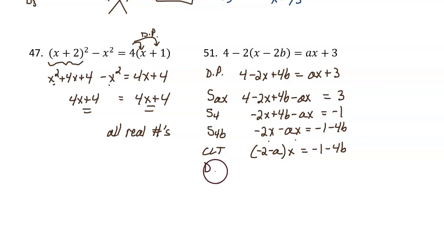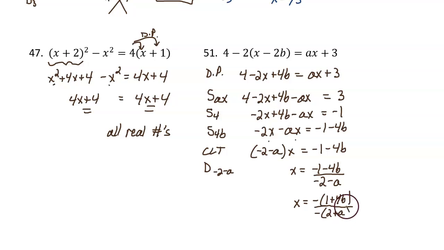Next, let's divide by the negative 2 minus a, by that coefficient in front of the x to get the x alone. So we have negative 1 minus 4b, all divided by negative 2 minus a. This finally has the letter x alone, but it seems kind of weird to have negative, negative, negative, negative. It seems like we could do better than that. So let's rewrite the right side by factoring out a negative 1. It becomes negative 1 plus 4b. And on the bottom, we could even factor out a negative 1, so it becomes negative 2 plus a.